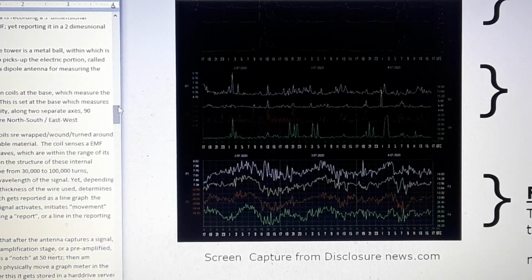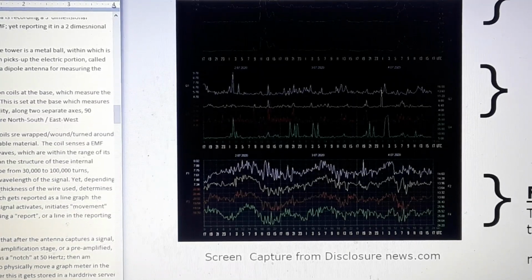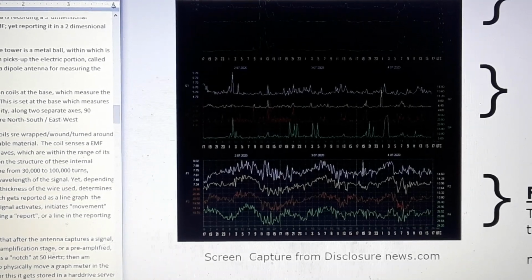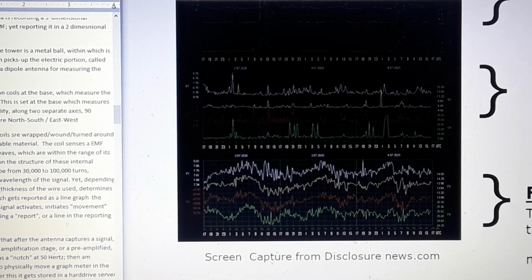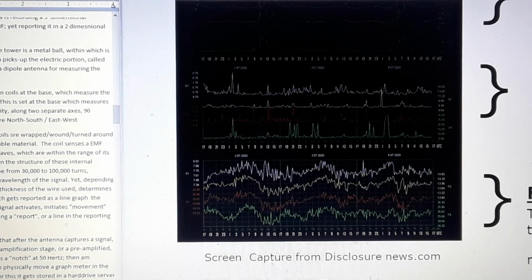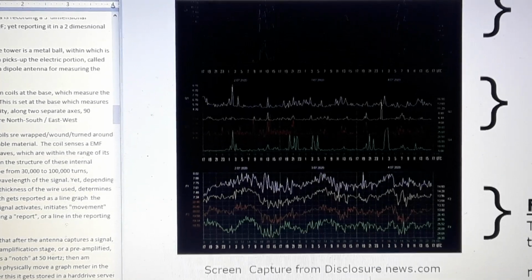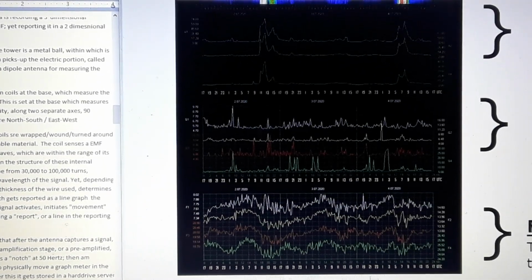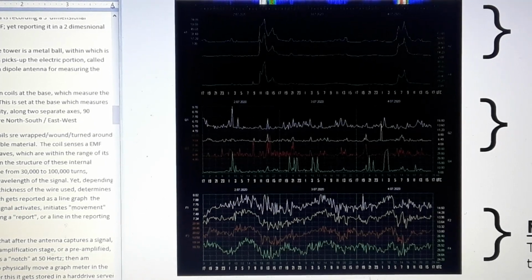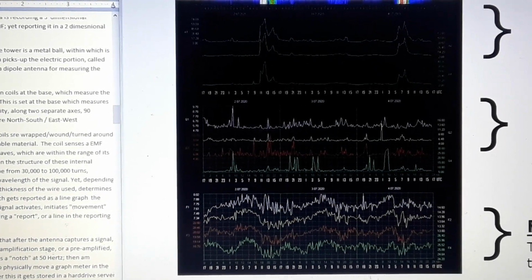Sitting on top of the antenna tower is the whip, what you would call a whip. It's like a CB antenna. It's upright. If you've ever seen a CB antenna, it's basically the same thing.